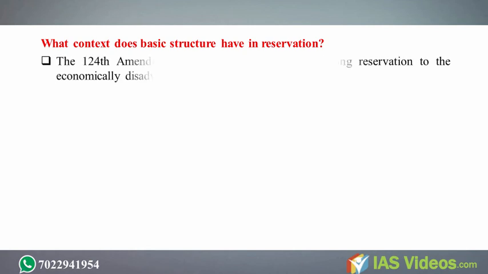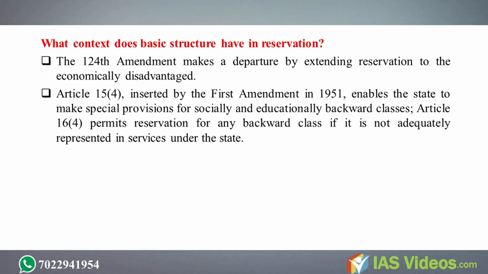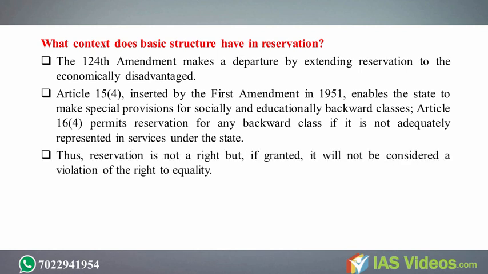What context does basic structure have in reservation? The 124th Amendment makes a departure by extending reservation to the economically disadvantaged. Article 15(4), inserted by the First Amendment in 1951, enables the state to make special provisions for socially and educationally backward classes. Article 16(4) permits reservation for any backward class if it is not adequately represented in services under the state. Thus, reservation is not a right, but if granted, it will not be considered a violation of the right to equality.